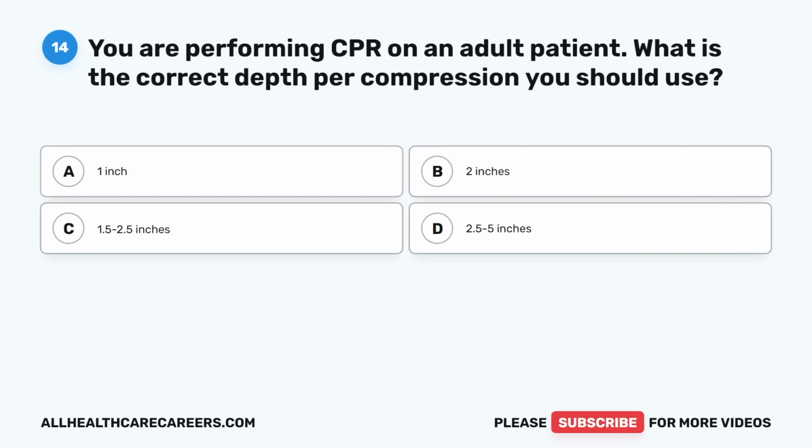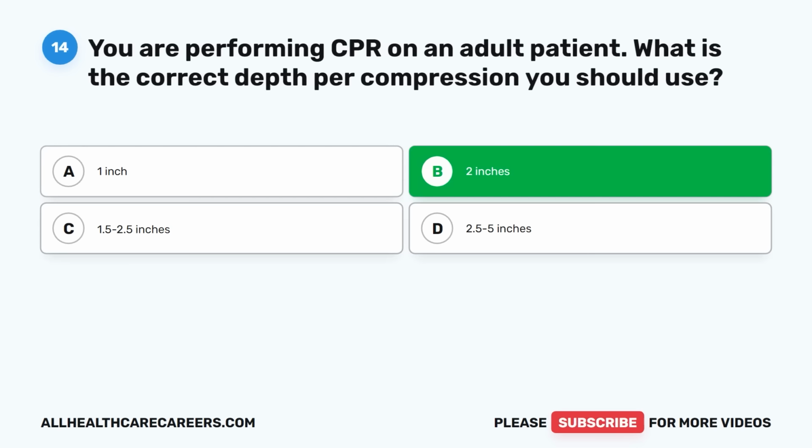Question 14. You are performing CPR on an adult patient. What is the correct depth per compression you should use? A. 1 inch. B. 2 inches. C. 1.5 to 2.5 inches. D. 2.5 to 5 inches. The correct answer is B.